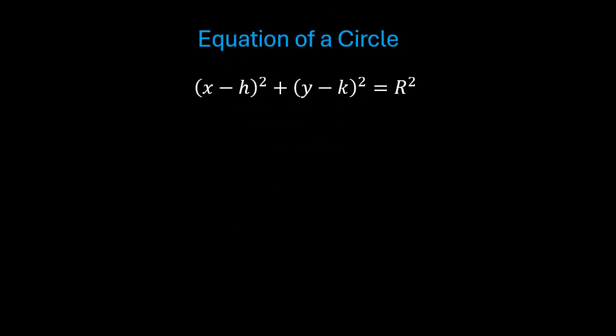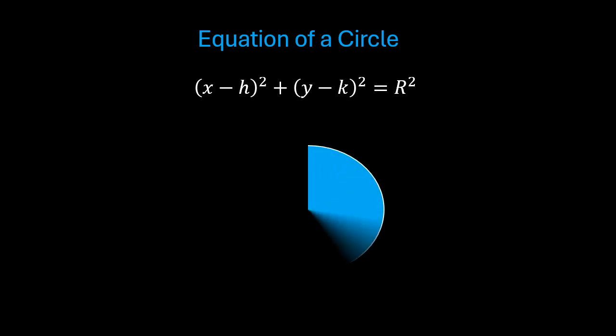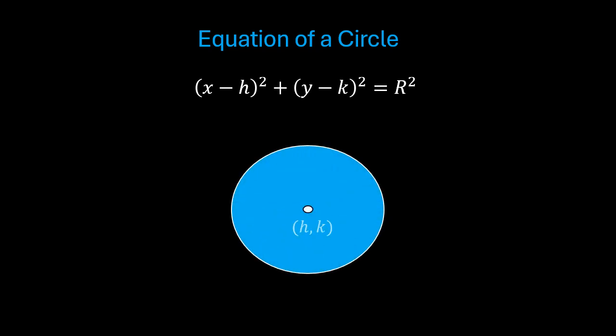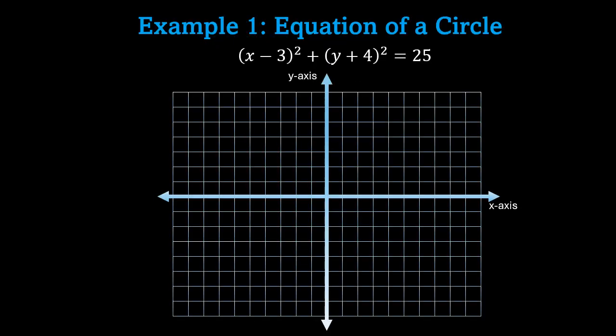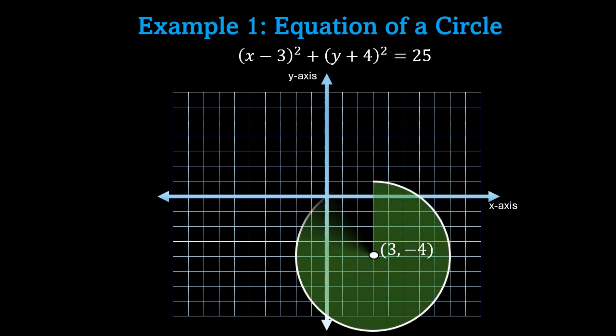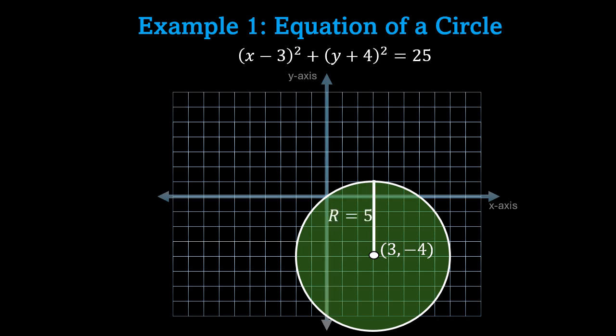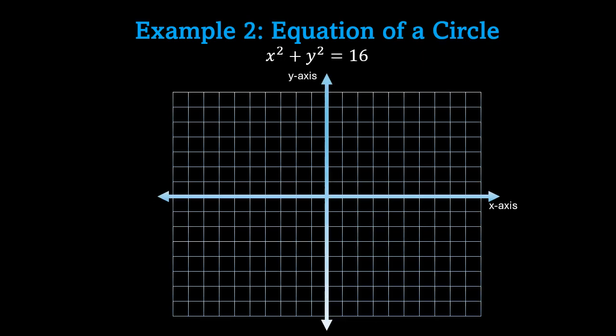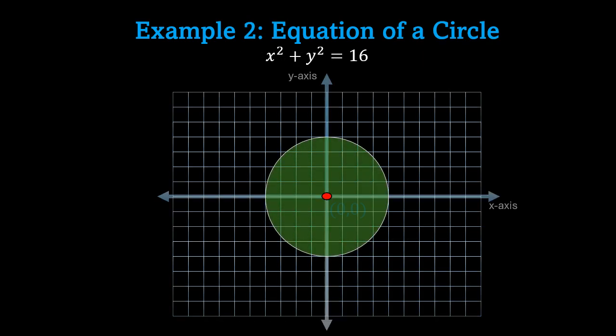The equation of a circle is as such, where h and k are the center of my circle and r is the radius. In this example, the center is going to be 3, -4, and the radius is 5. In this one, the center is going to be the origin, and the radius is 4.